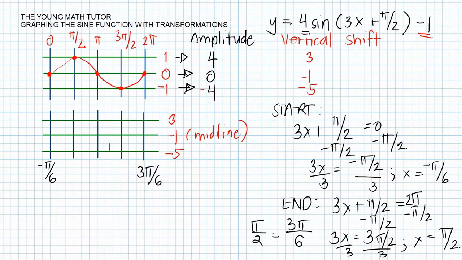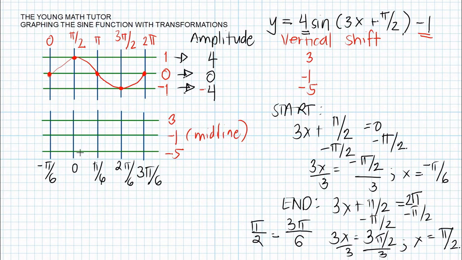Now the middle one will be the middle of negative pi over 6 and 3 pi over 6. So the middle would be pi over 6. And then between pi over 6 and 3 pi over 6, that's 2 pi over 6. And between negative pi over 6 and pi over 6, that's 0.